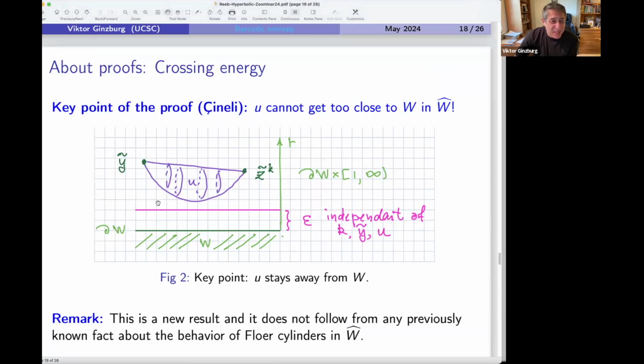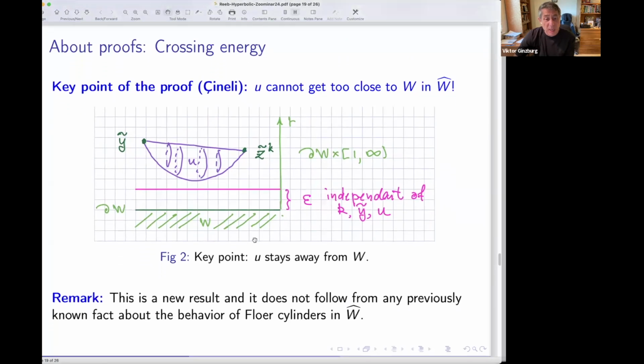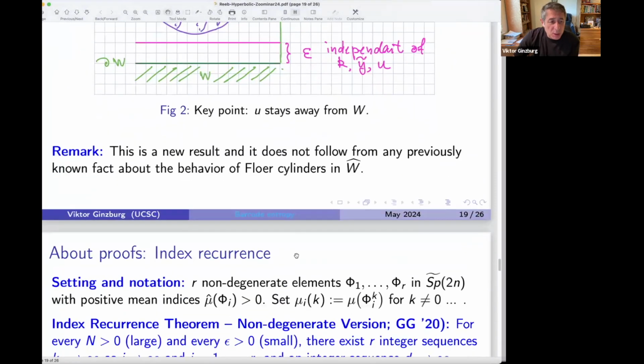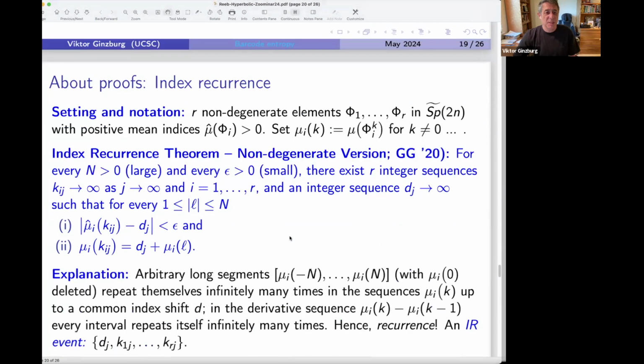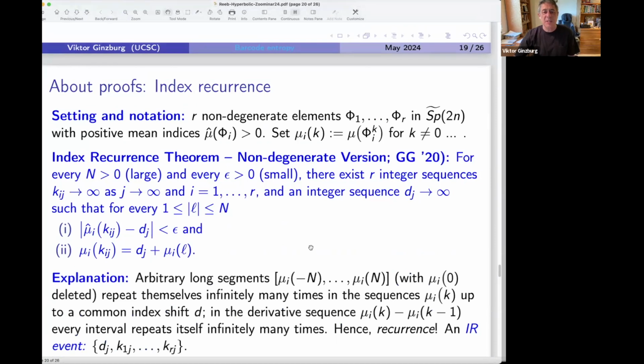This part, the behavior of the Floer trajectory, the fact that it stays away from the Liouville domain, this is what was holding us back for many years. It doesn't really follow from any sort of standard maximum principle or anything like that. It's a standalone theorem of Cineli. So the third ingredient is index recurrence. It's a linear algebra statement which is a bit awkward to state.